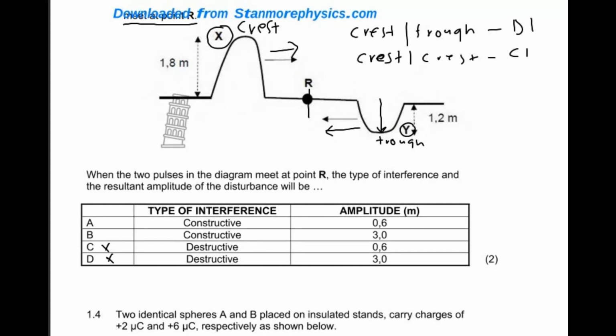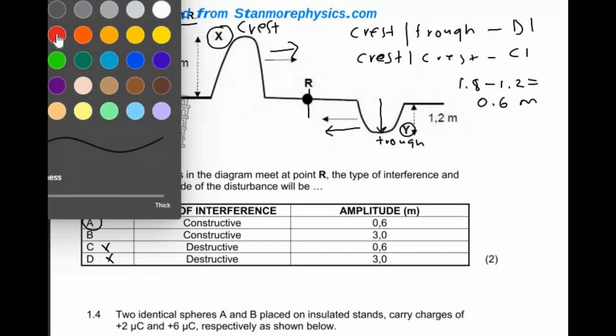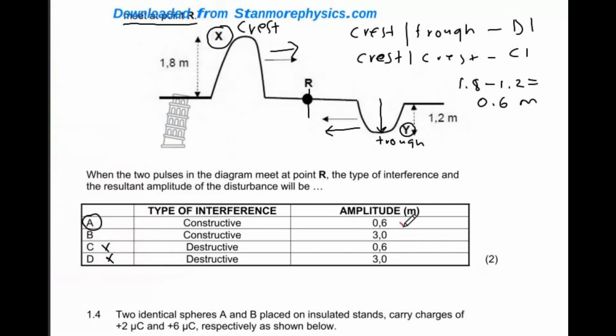But now we know it's destructive. What about the amplitude? If we have a crest and a trough that are overlapping, going through that phenomenon of superposition, they will subtract. It means this amplitude of 1.8, we'll say 1.8 minus 1.2, which will give us 0.6 meters. So the amplitudes will cancel each other out. The option that gives us 0.6 is option A. So the answer is option A, and that's how you get your 2 marks.